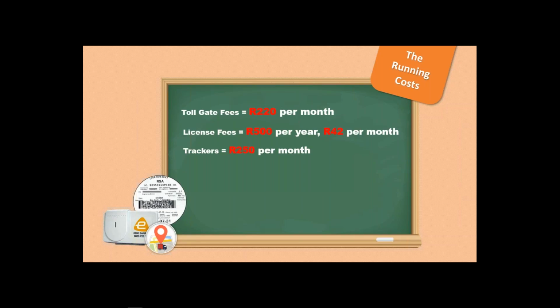Your licenses, we all have to pay licenses at the end of the year, so it's 500 Rand per year, depending on the vehicle you drive, 42 Rand a month. Trackers, if some of you have got trackers in your vehicles, like we have in our vehicle, we pay 250 Rand a month. So whatever additional costs you have, you put it in here, and we simply go back to the equation.